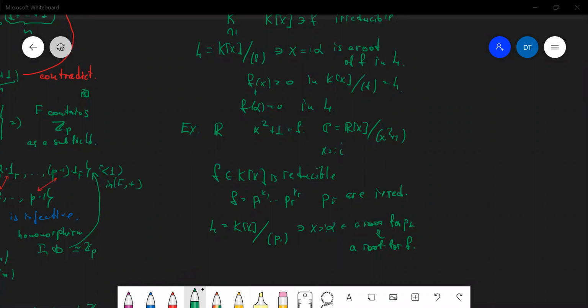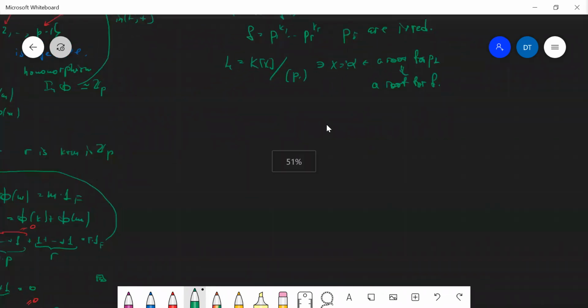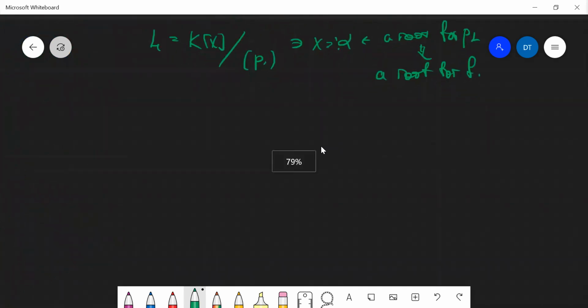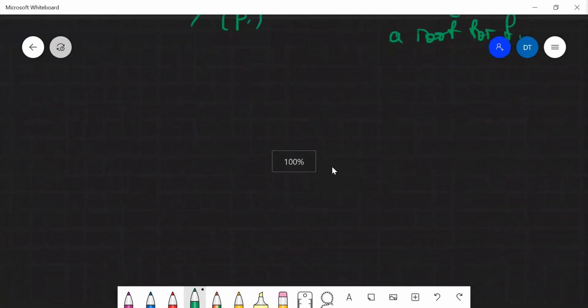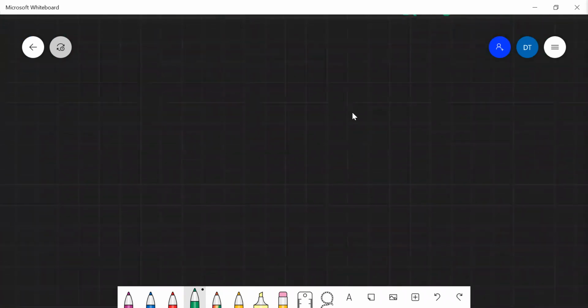So now I want to apply this machinery to study finite fields. In computer science, infinite fields are not interesting, but finite fields are, so we want to focus on finite fields because you can store elements of a finite field in the memory of a computer. So let's discuss finite fields.